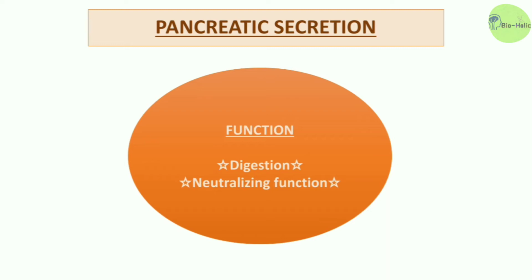This includes two functions. Number 1 is digestion. The pancreatic juice is the major source of digestive enzymes that digest all components of food, which includes protein, carbohydrate, fats and nucleic acid. And number 2 is the neutralizing function. This juice is highly alkaline due to the high concentration of HCO3- ion, and this causes neutralization of the gastric HCl in the chyme, which enters into the duodenum.